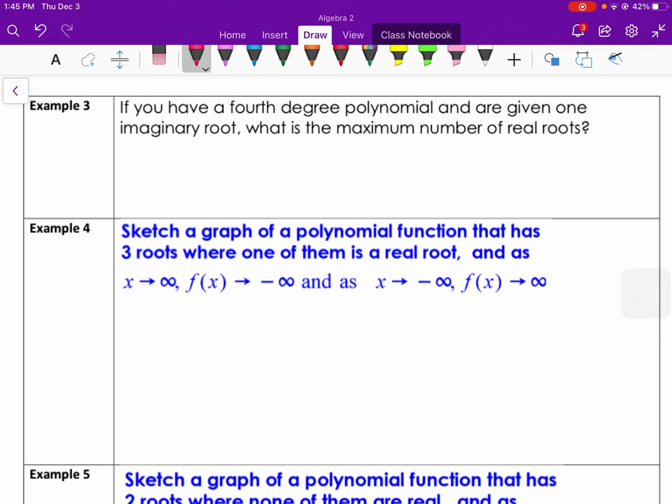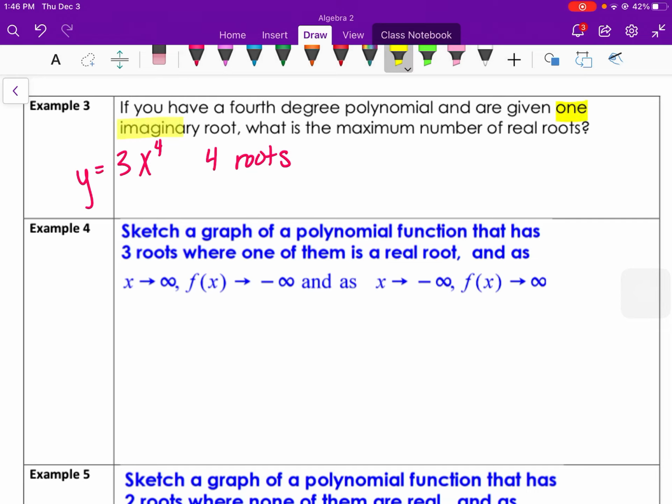All right, just a couple more critical thinking questions. If you have a 4th degree polynomial and are given one imaginary root, what is the maximum number of real roots that you can have? Well, if my polynomial is 4th degree, that'd be like x to the 4th. That means that it would have 4 roots or 4 solutions. That comes from the fundamental theorem of algebra.